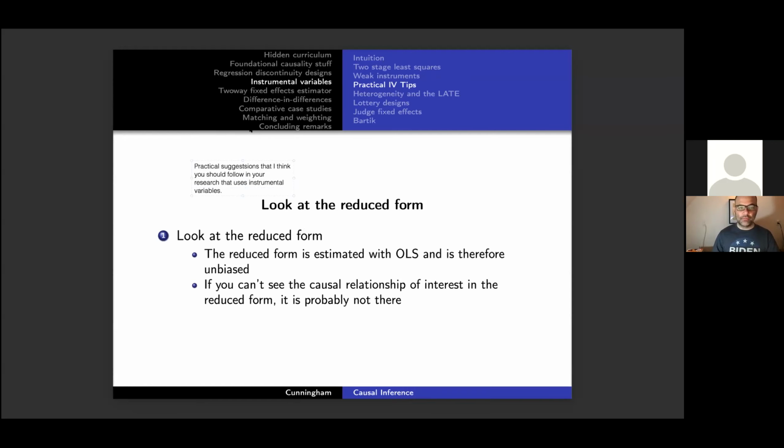The first is, I think readers and audiences should be given the reduced form. The reduced form is ITT. It is often independently interesting to readers who are not comfortable with making a lot of exclusion assumptions.